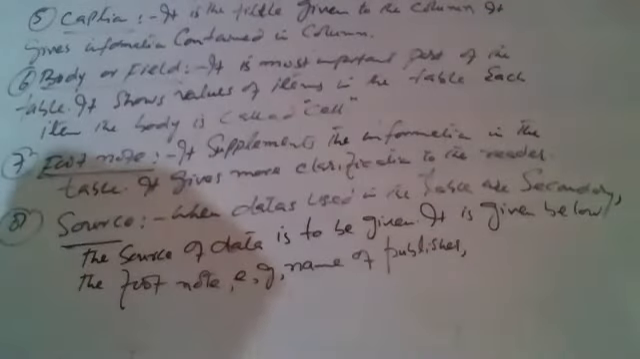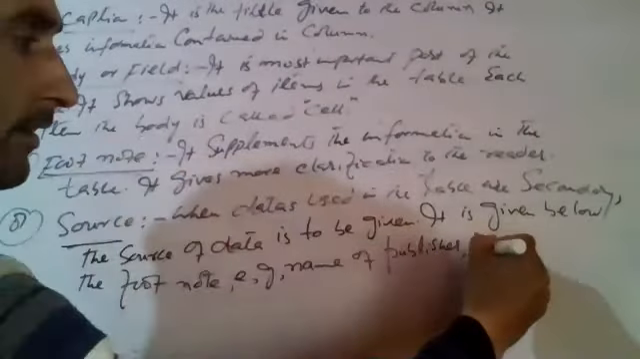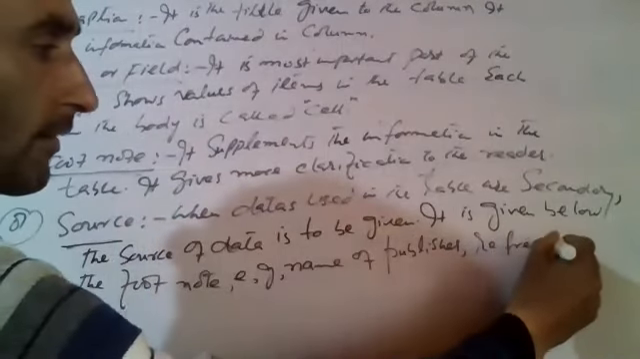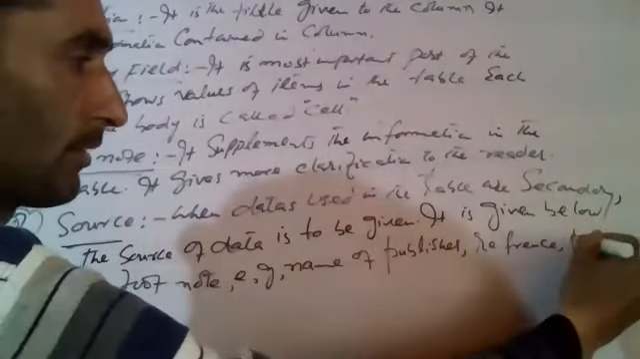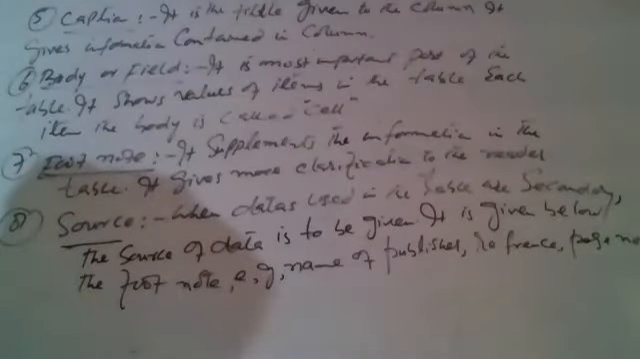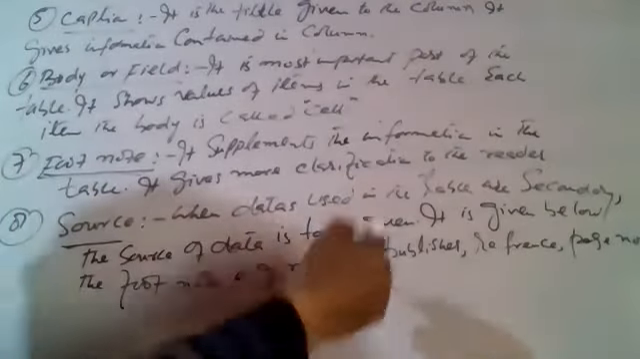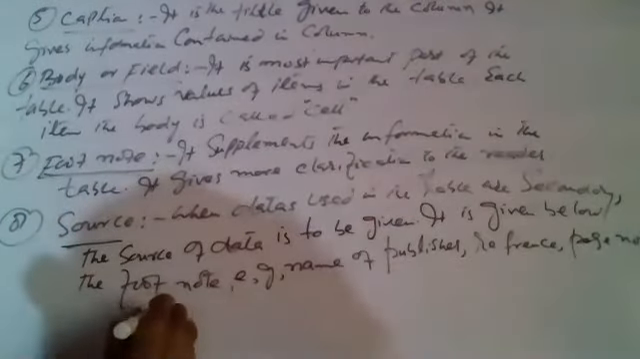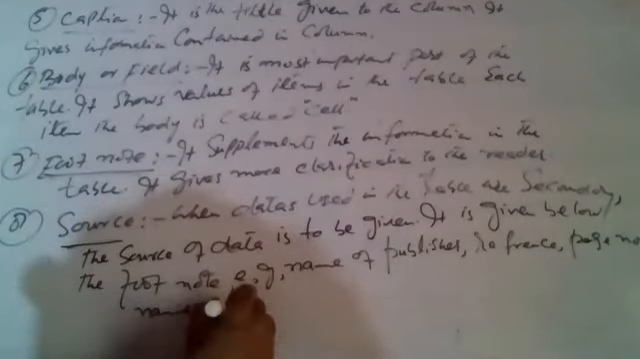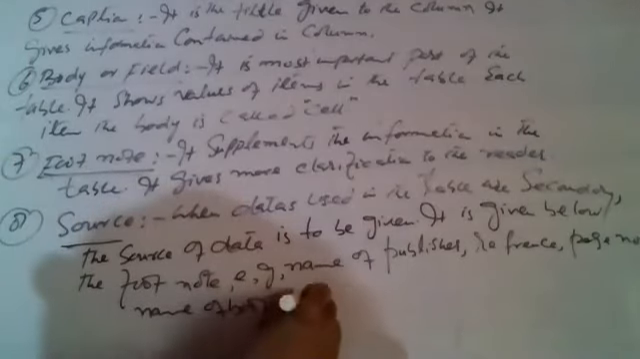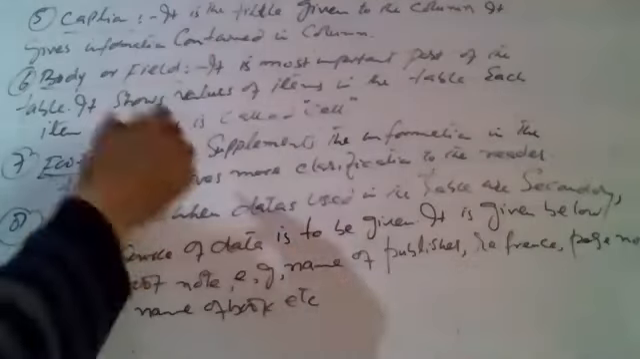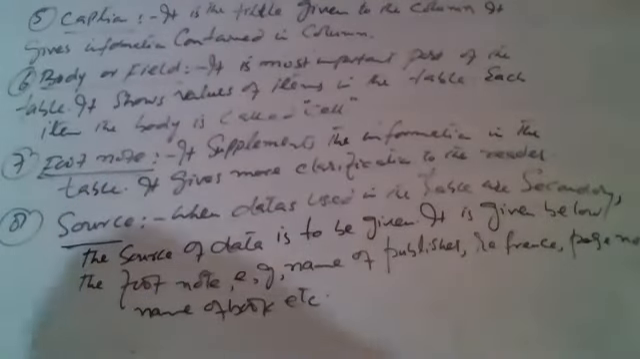Publisher, reference, page number, name of publisher and publication, name of book or publication, etc. So these are the parts of the table or components of a table.